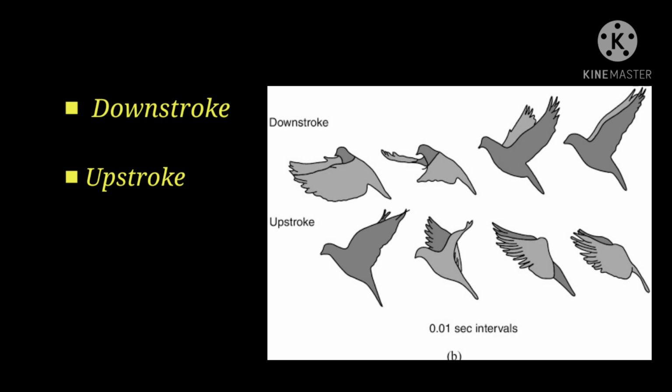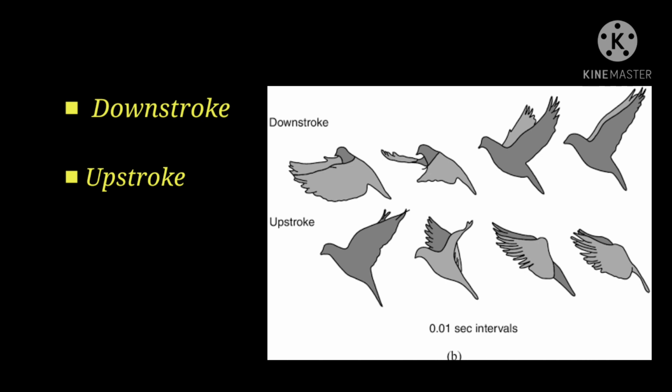There are two ways in which birds move their wings. Number one is downstroke and number two is upstroke. During the downstroke they flap their wings downward. This downward movement of the wings creates downward pressure on the air, and this pressure on the air helps them to lift their body weight within the air. So in this way, by the downstroke, they attain a height from the ground.